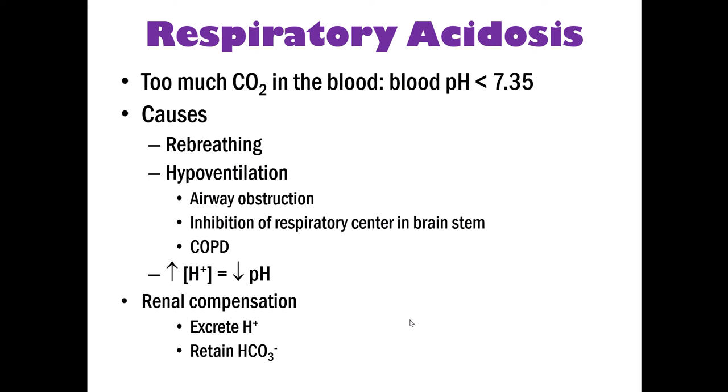Or if you have any sort of hypoventilation, an airway obstruction, if your respiratory center in your brainstem is inhibited, or if you have COPD. All of those things result in too much carbon dioxide in the blood, which drives down your pH, and so our blood becomes too acidic. In that case, we get rid of the acid, keep the base. So we will secrete the hydrogen ions and make sure that we reabsorb the bicarbonate ions. And so that's how the renal system can respond if the respiratory system screws up.